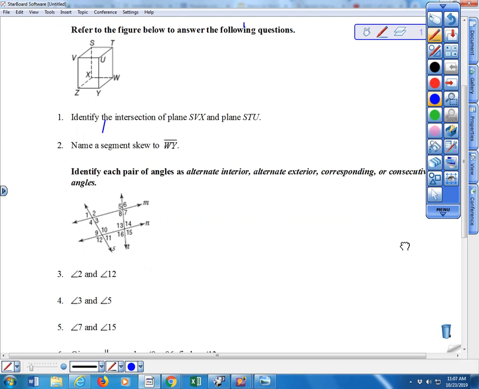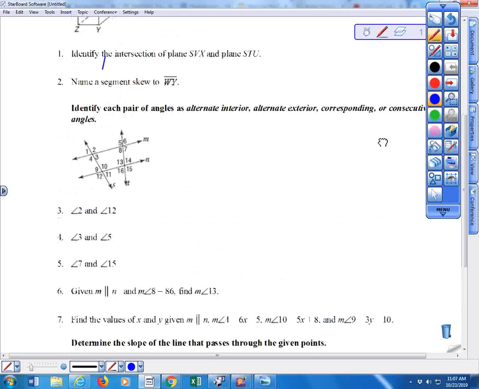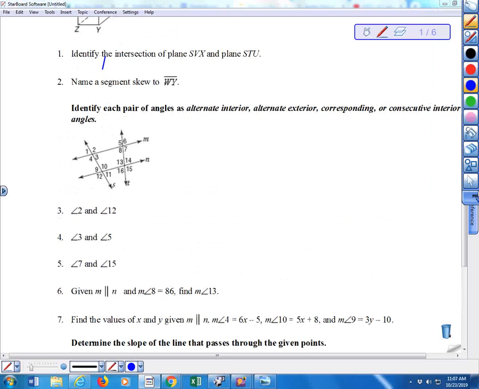Okay. Identify each pair of angles as alternate interior, alternate exterior, corresponding or consecutive interior. 2 and 12. What do you think there? Alternate exterior. Everybody see that? 3 and 5. Alternate interior. 7 and 15. Corresponding. Good. On the same side of the transversal, same location on both lines. Okay. Anybody have questions on that?